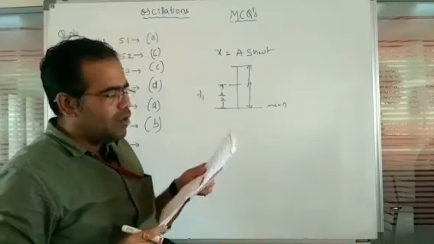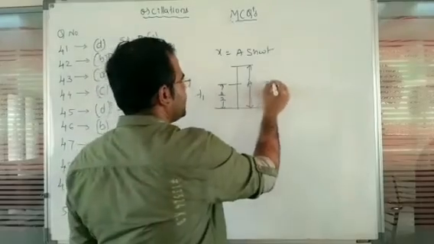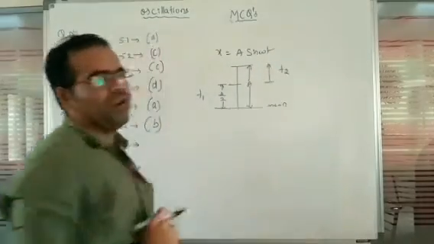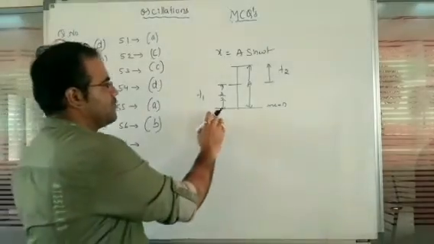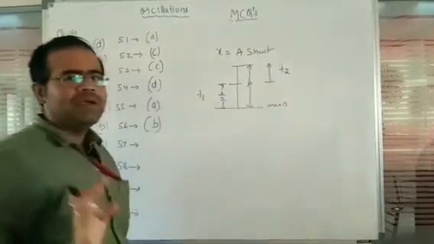Similarly, now in order to move from a by 2 to a, from this point to this point, it is taking a time interval of what here? T2. So from the mean position to half of the amplitude, it takes a time t1.